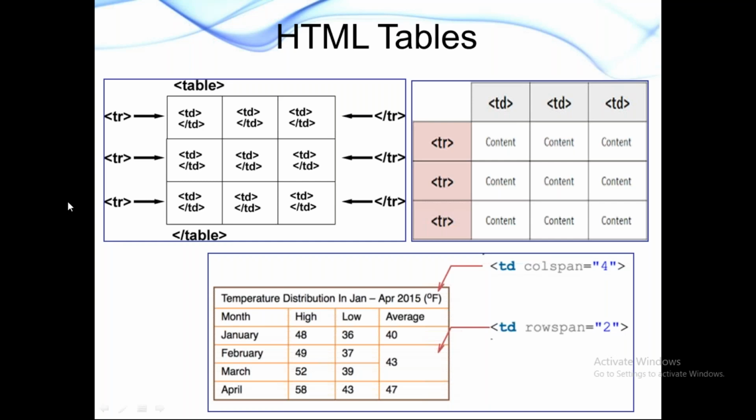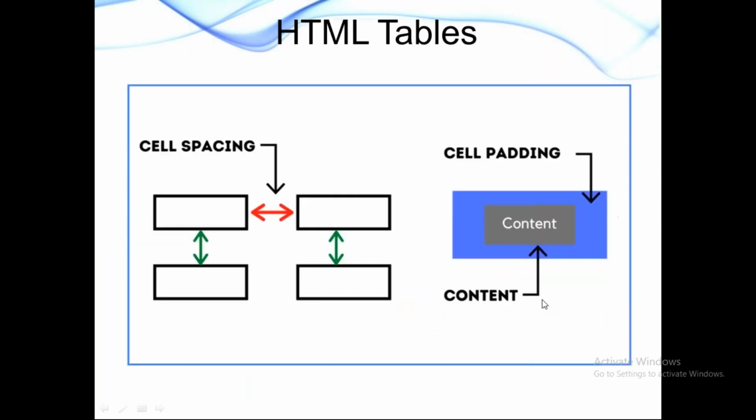So you have the table tag. TR stands for table row. TD stands for table data. Okay. Then you can specify the row span and column span for the table. You can specify the spacing between the table cells and also the padding. So as you know, the padding defines the space between the container edges and the content.